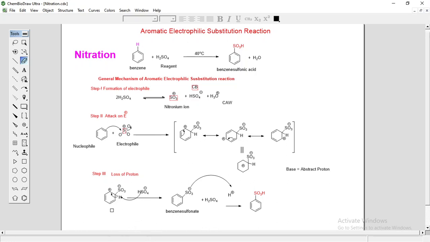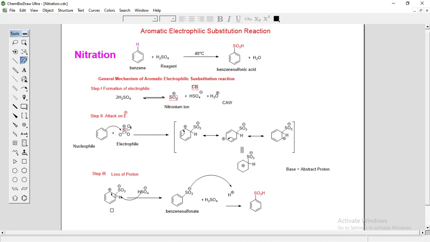Yes. Okay. So the second step is that we are taking the revision. So in the second step in nitration reaction, what happened? Your benzene ring acts as a nucleophile. So that benzene ring attacks NO2 plus.